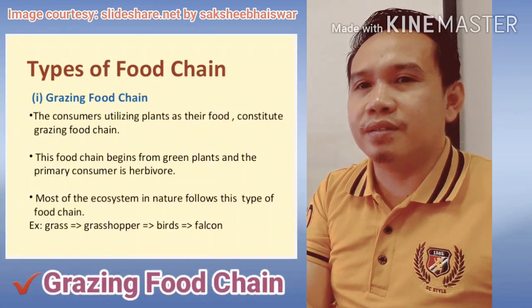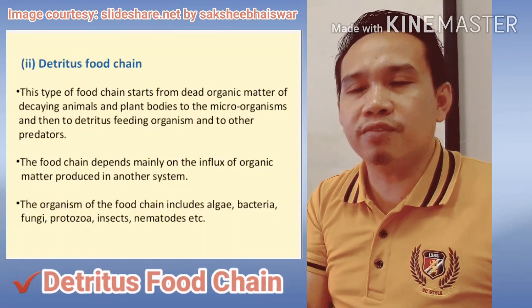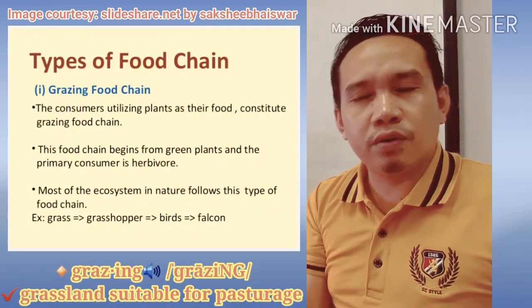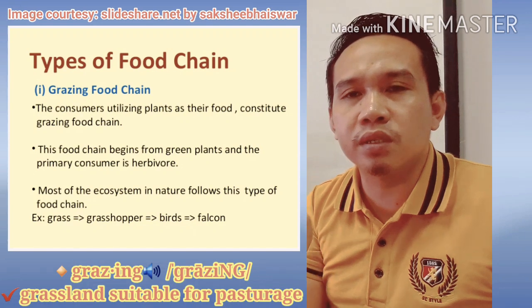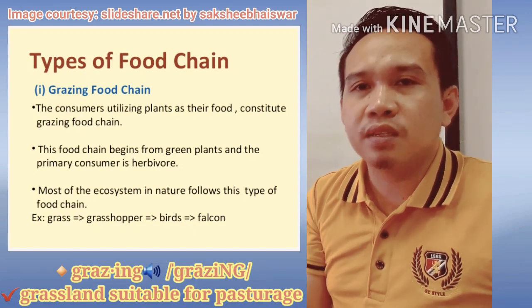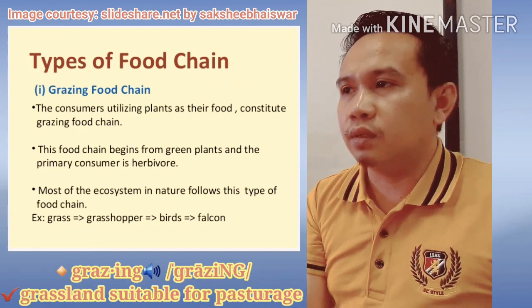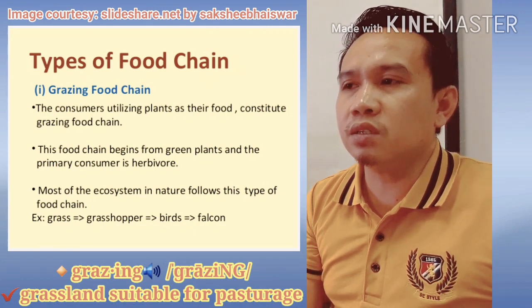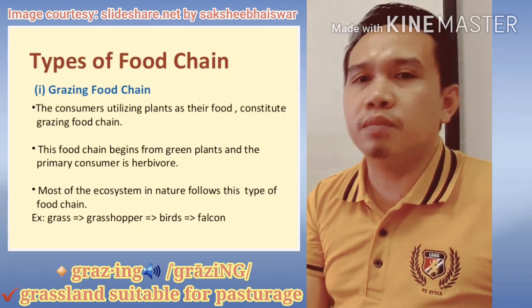Just remember, guys, that there are different types of food chain. These are the grazing food chain and the detritus food chain. In a grazing food chain, the consumers utilize plants. Meaning, the first animal should be a plant eater, so the plants will serve as their food. This food chain begins from green plants and the primary consumers are herbivores.